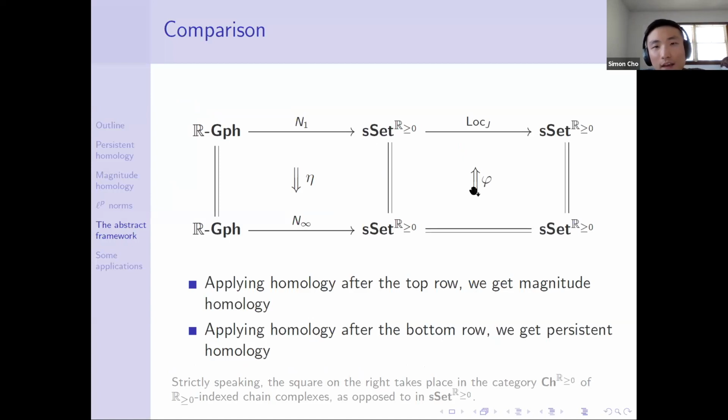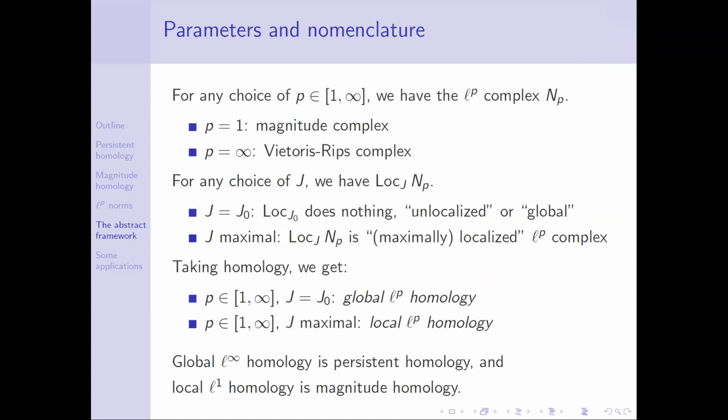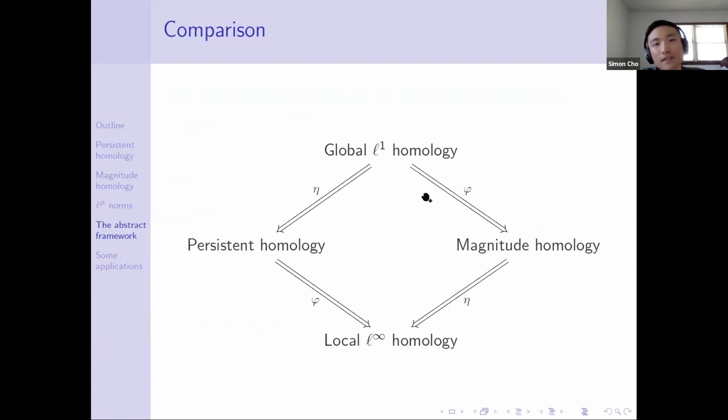And so we put them together and we have this. Along the top row, you get the magnitude complex, you localize, and then you apply homology afterwards. That's magnitude homology. Along the bottom row, that's persistent homology, after you take homology. And so if you turn this into, so that becomes this, but let me just say what I mean by this terminology.